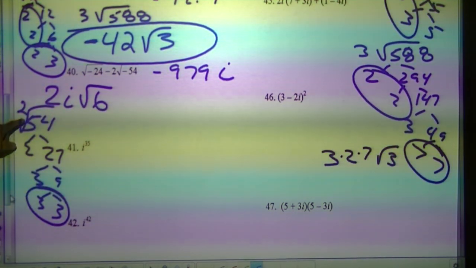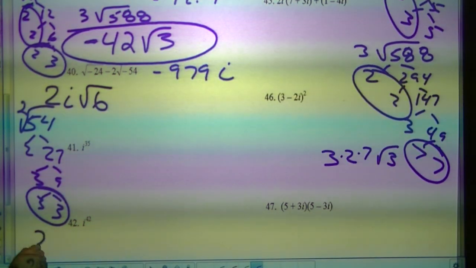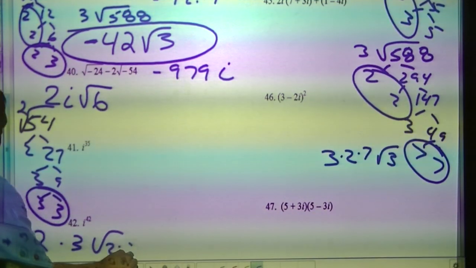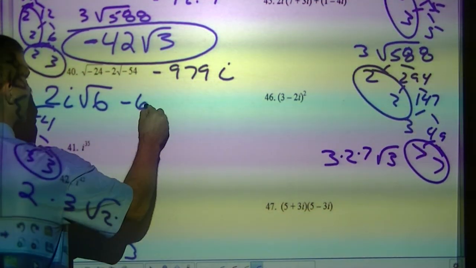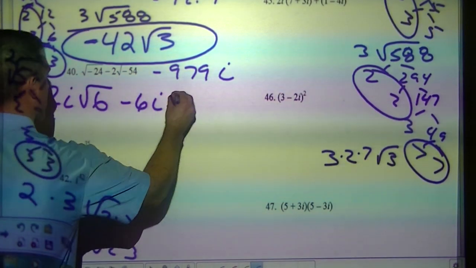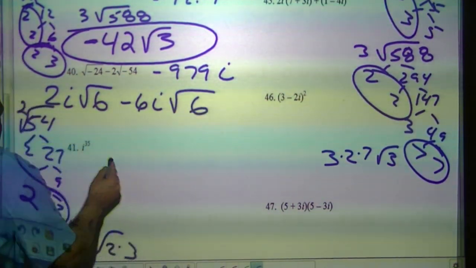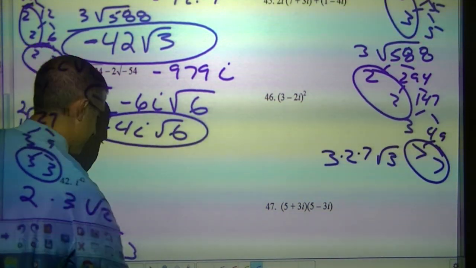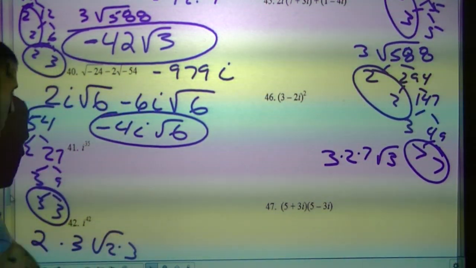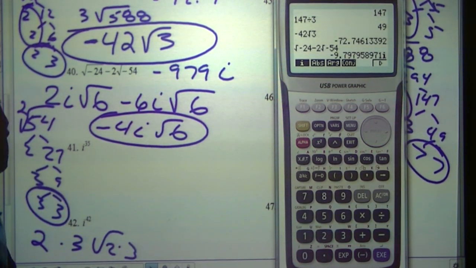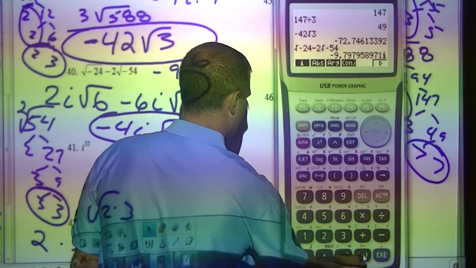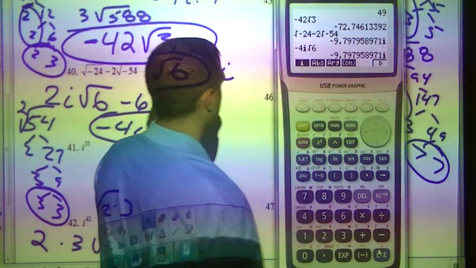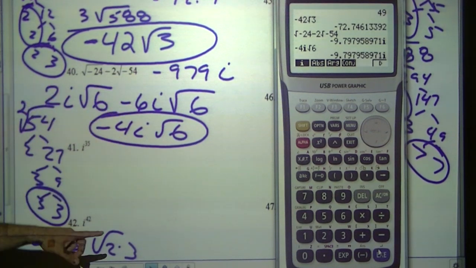When I reduce that one, I'm going to have the 2 from the original times my pair with 2 times 3 on the inside. So I'm going to have minus 6i square root of 6. Now, when I combine those, that's going to be minus 4i square root of 6. Let's see if that ends up working out there. Negative 4i square root of 6. That exact answer that I got is what I have right there.